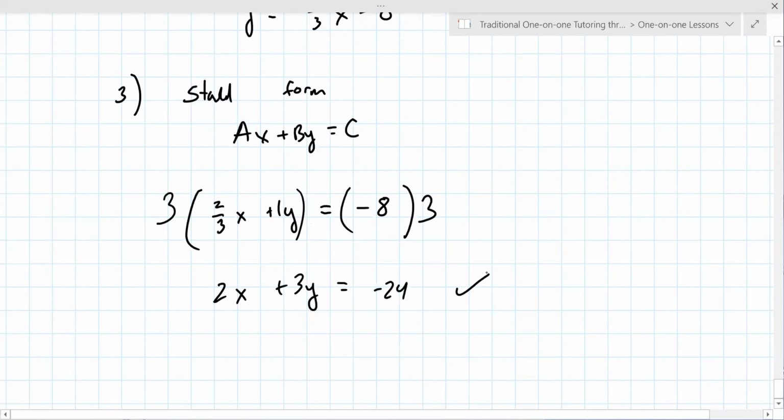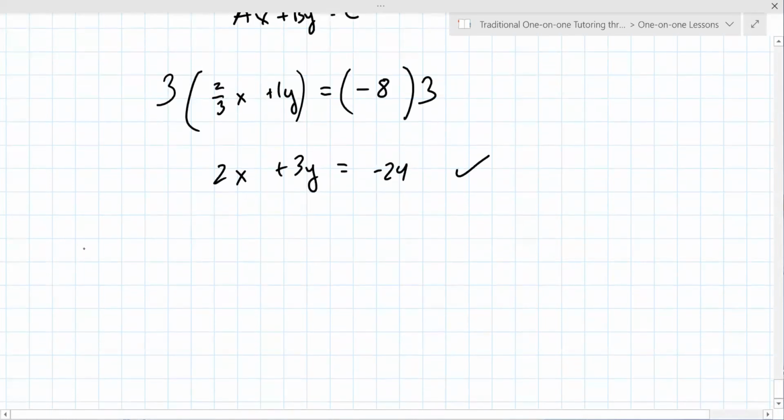2x + 3y = -24. Yes. All right, sweet. I'm definitely getting the hang of this now. Okay, so now I want to do the graphing in the time we have remaining.